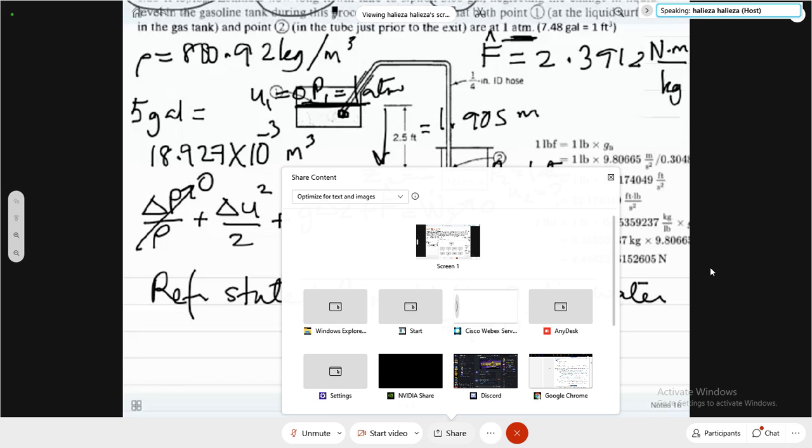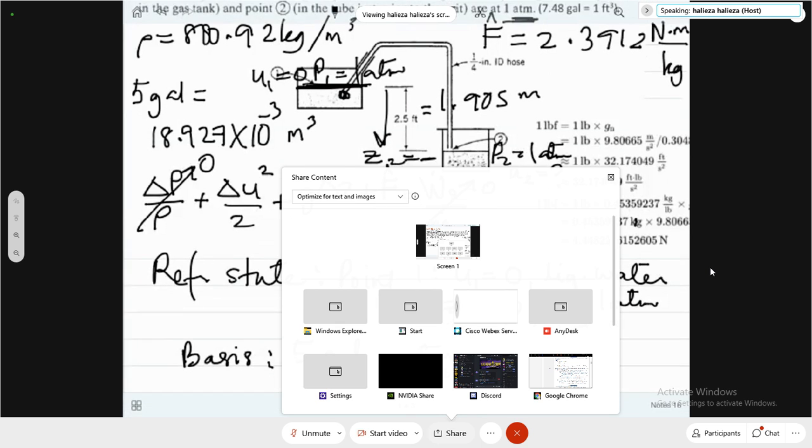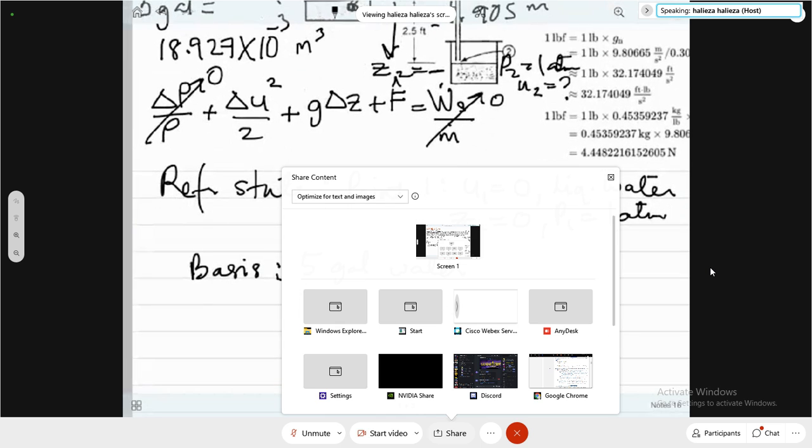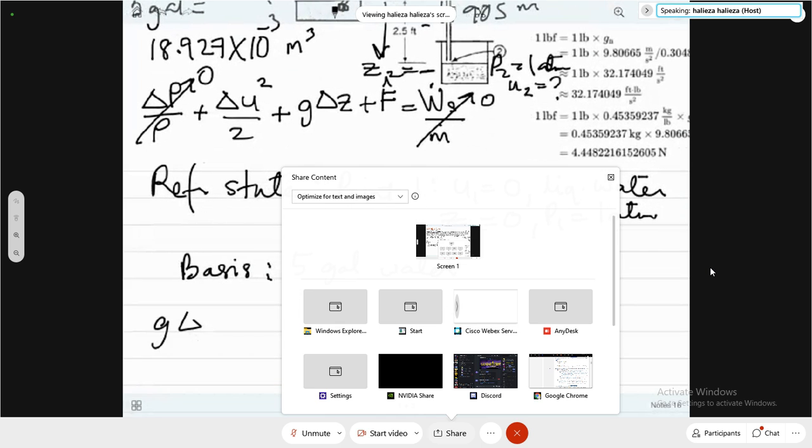Okay, let's look at this. U1 equals to 0. P1 is equal to 1 atm. That is your reference state. And what is your basis? Your basis is going to be 5 gallon of water. You need to write down your basis and your reference state before you start solving the problem. Okay, so now g times the difference in height is equal to g(Z2 minus Z1).